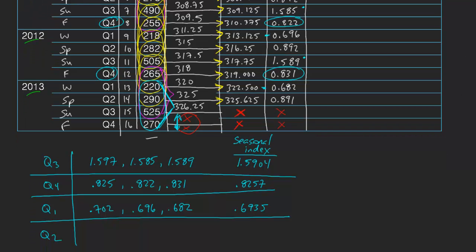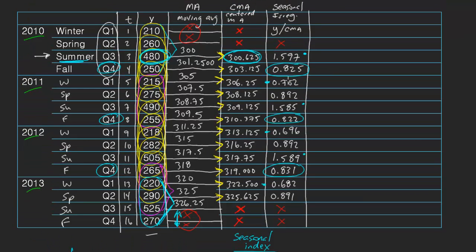And then finally we need quarter 2. So my quarter 2 readings are there. That's a quarter 2 reading. With the line underneath, that's a quarter 2 reading, and that's a quarter 2 reading. 0.892, 0.892, and 0.891.